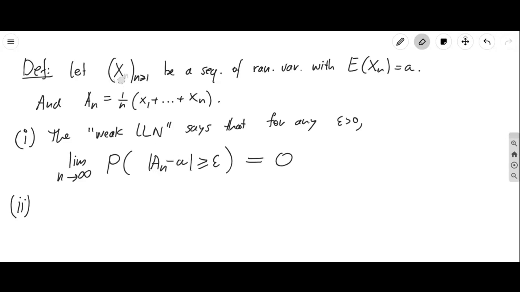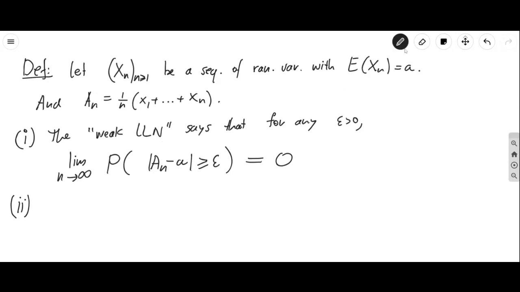You will notice I'm not assuming anything about this random sequence other than the fact they all have the same expectation. We've proved that if they also happen to be independent and they have bounded variance, then we have this. But more generally, we can talk about the weak law of large numbers for any sequence, all of which have the same expectation. So this is what we call the weak law of large numbers.